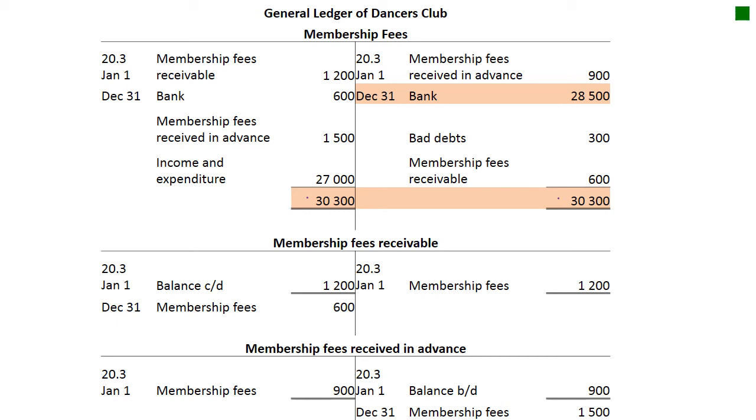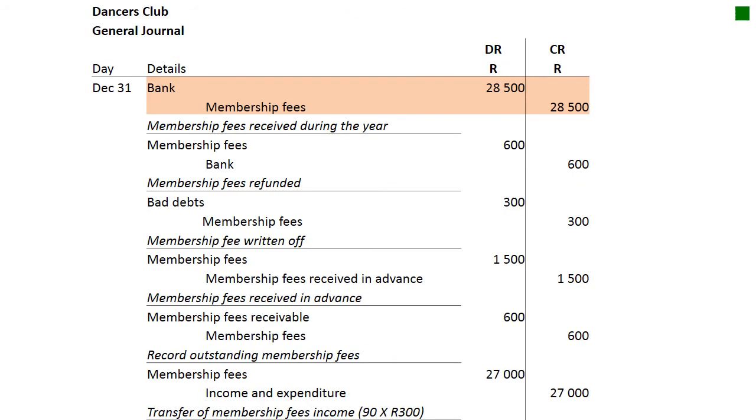We take that across to the credit side, it's 30,300. We then work backwards. The balancing amount is 28,500. That must then be the amount of money we received for membership fees during the year. So our journal entry then is the bank account would have increased by 28,500 and membership fees increased by 28,500. So the journal entries for the year are now complete.